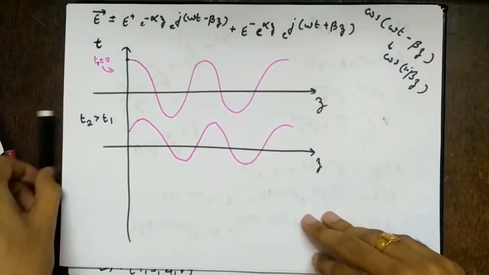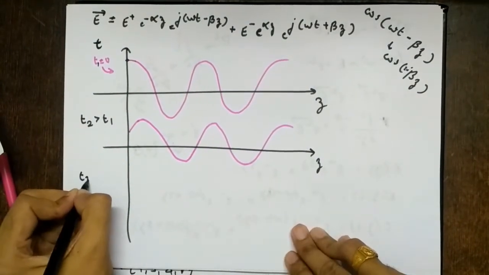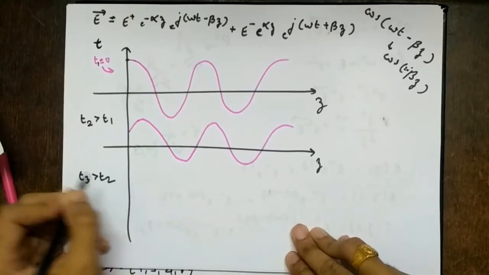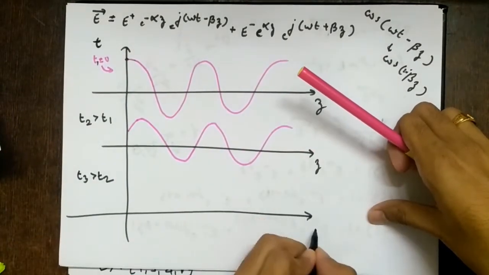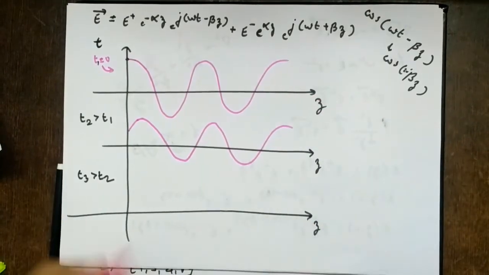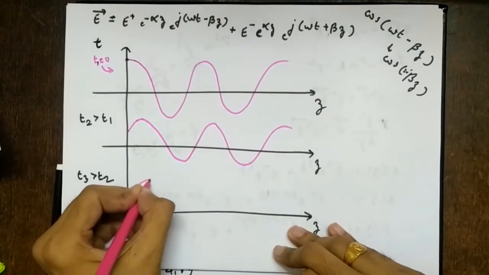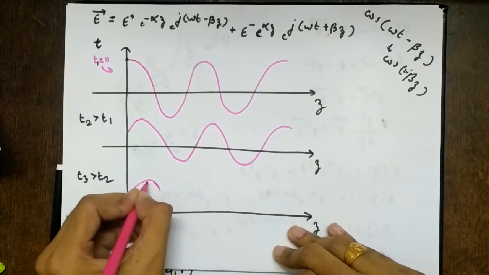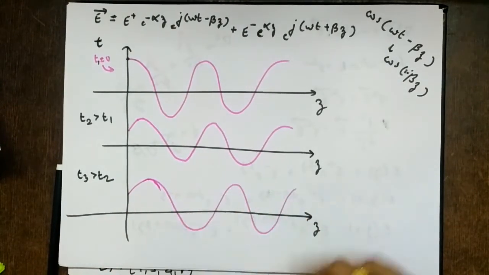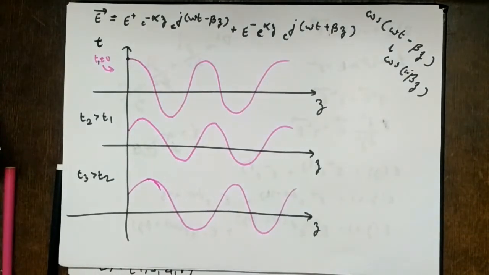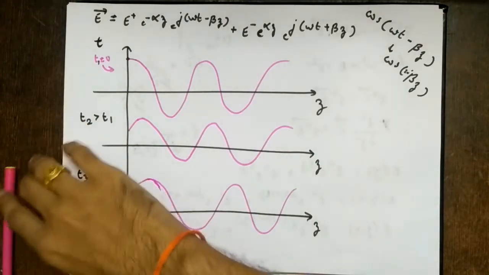Then take one more example, a time t3 such that it is greater than t2. So what we'll observe is, this is my z axis. So this sort of waveform will be there. So you might say, sir, this is almost the same. So if you observe closely, it is not the same. What is happening? Let me use a different sketch pen now.